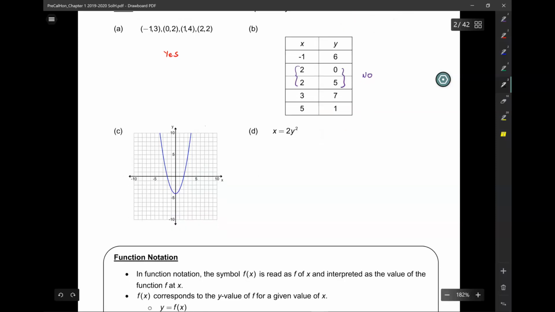What about the C? Is it a function? Yeah. It passes the vertical line test. Okay, you should draw like the vertical line. That's a horizontal line. Vertical line. So yes.